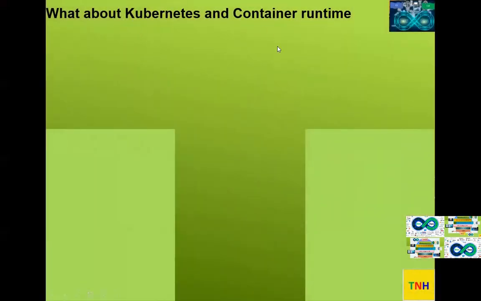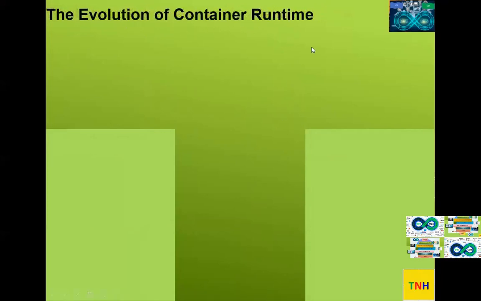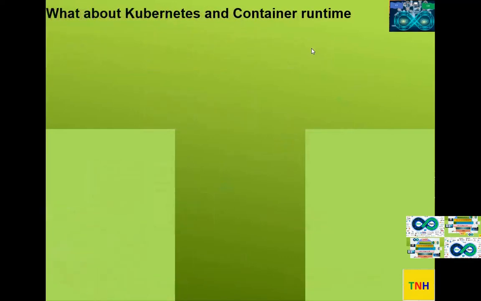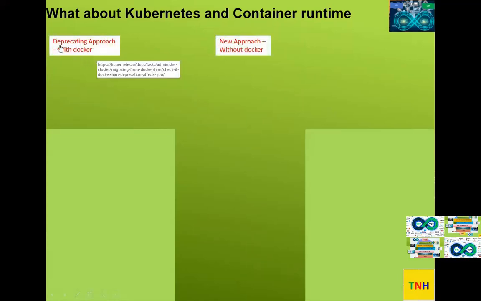Okay, what about Kubernetes and container runtime? So in the previous session, we were talking about the evolution of container runtime related to Docker. Now we come to Kubernetes related container runtime. The very first thing is, let's take a look at this. We are going to explain the deprecating approach with Docker because we have different approaches now. What is deprecating? That we need to understand. And the new approach also, and the current approach. So let's take a look at it.